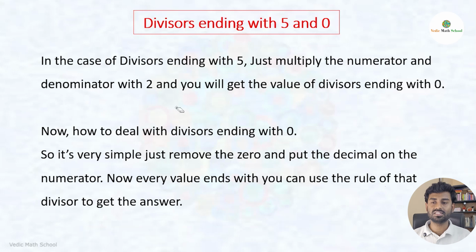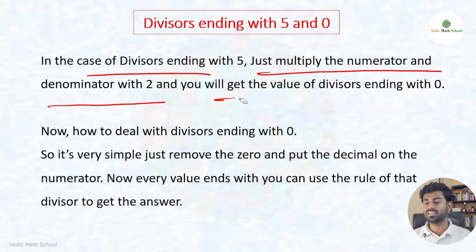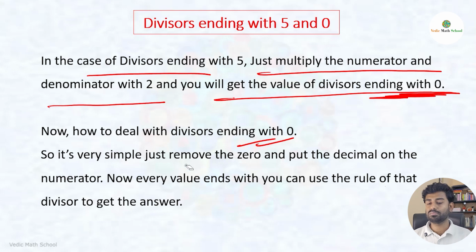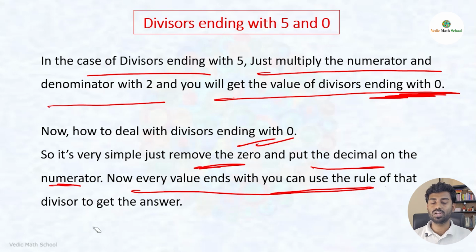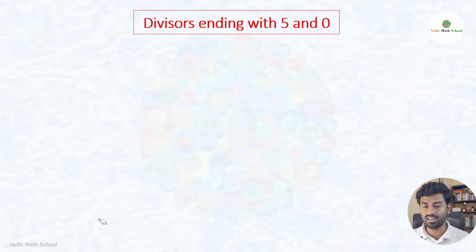In case of a divisor ending with 5 and 0, just multiply the numerator and denominator with 2 and you will get a divisor ending with 0. Right? Now, how to deal with a divisor ending with 0? It's very simple. Just remove the 0 and put the decimal on the numerator. Now, every value ending with 0 can be ruled this way to get the answer.